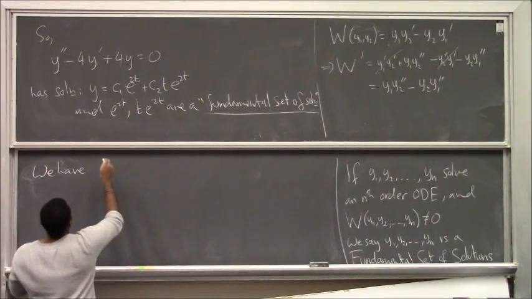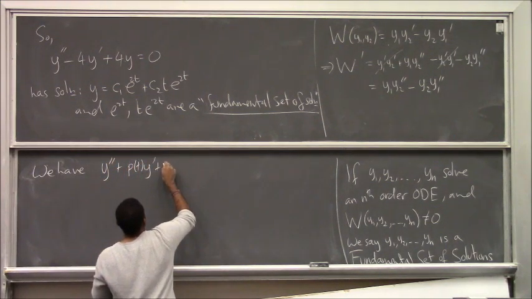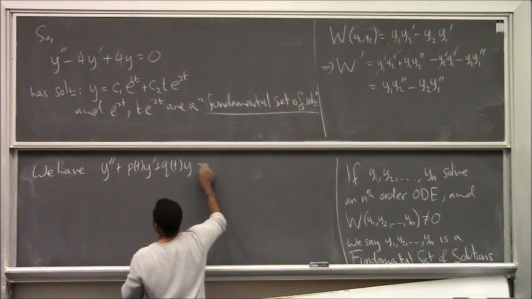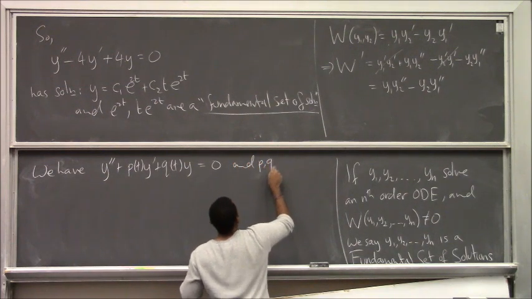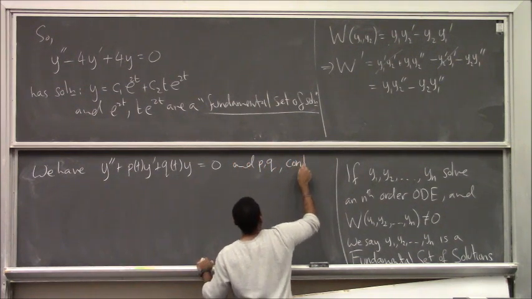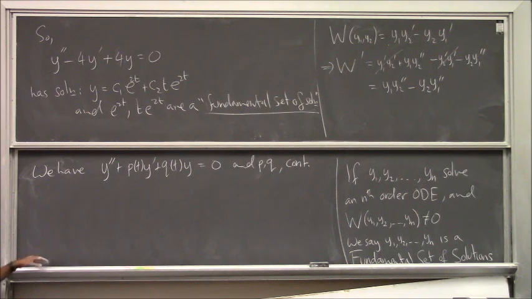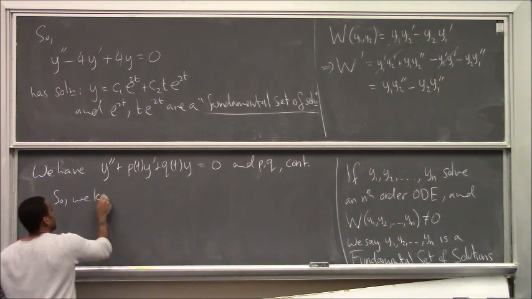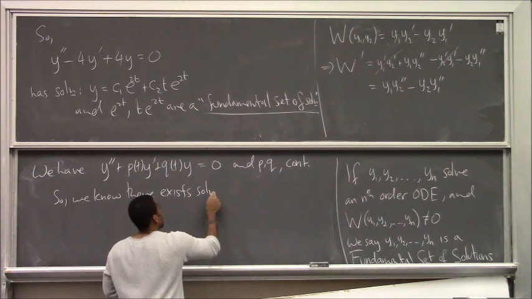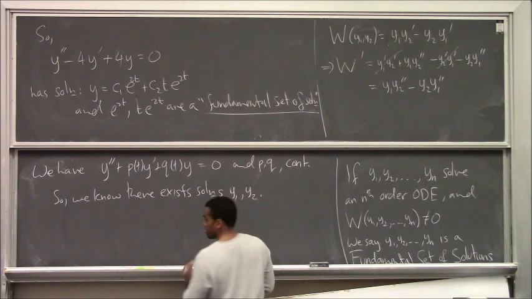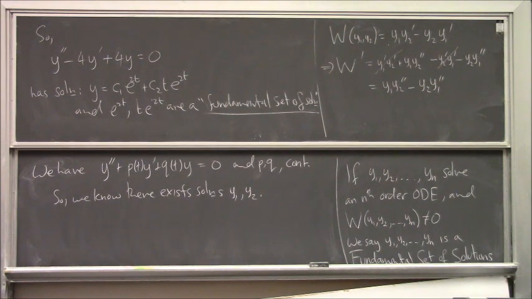Okay. Suppose we have y double prime plus p of t y prime plus q of t y equals 0, and p, q are continuous. Now, what does that mean? I'm guaranteed to be able to find a solution here. So we know there exist solutions y1 and y2. I probably don't even know what they are right now, but I know they're there.